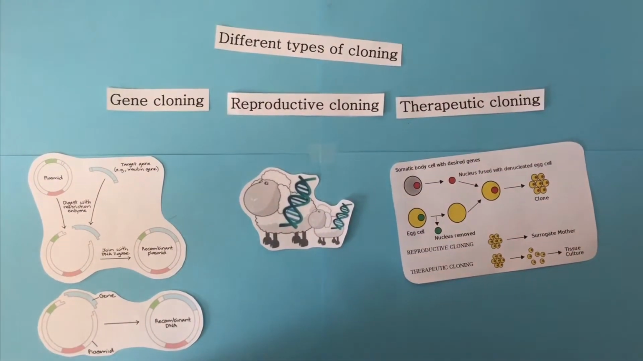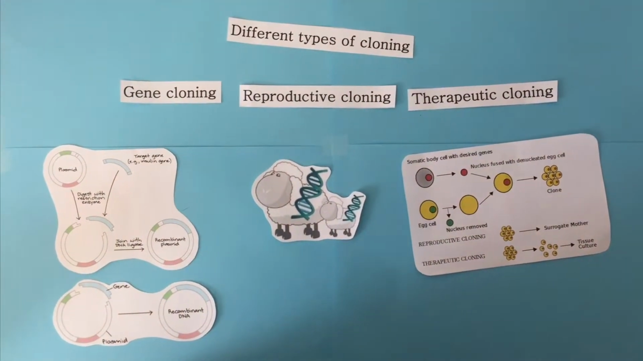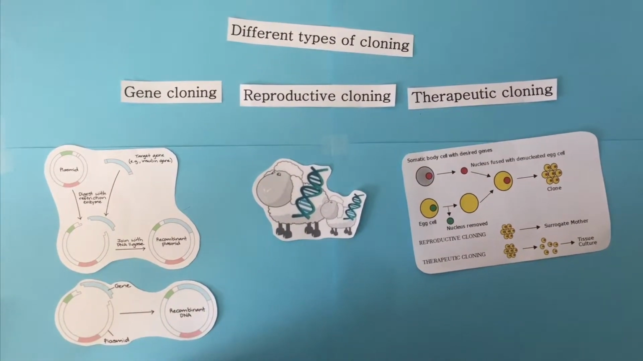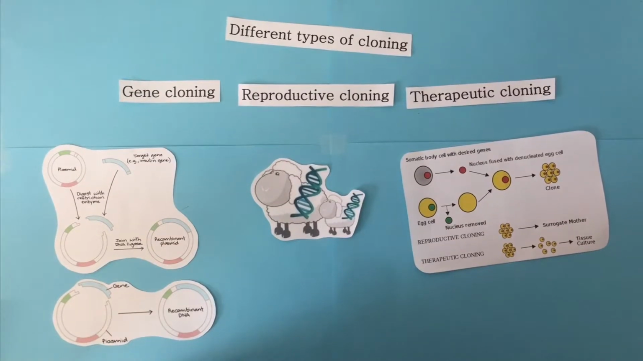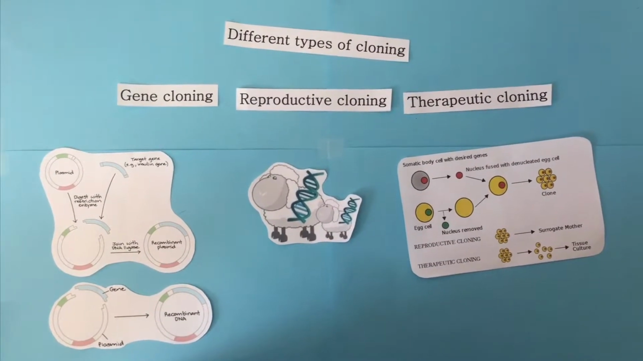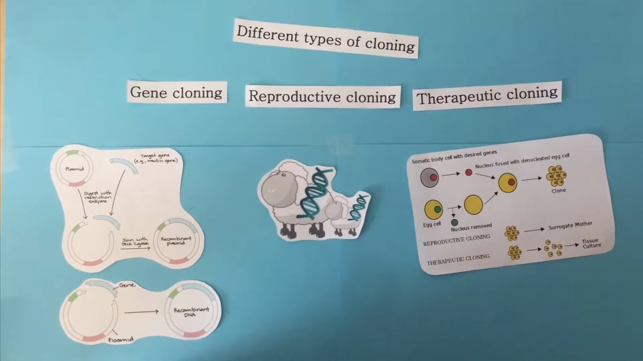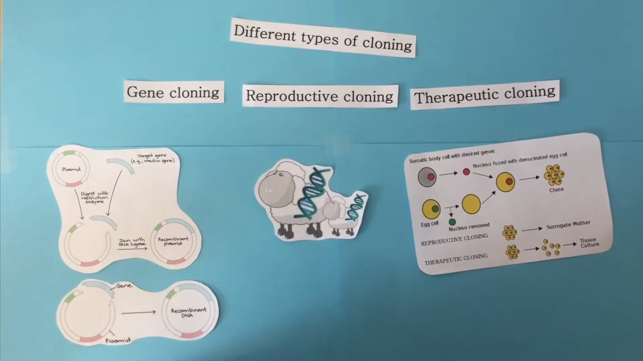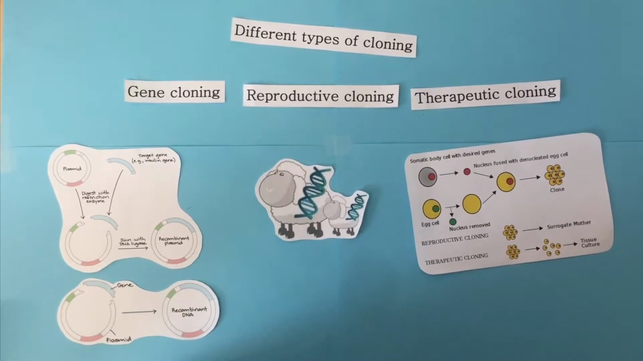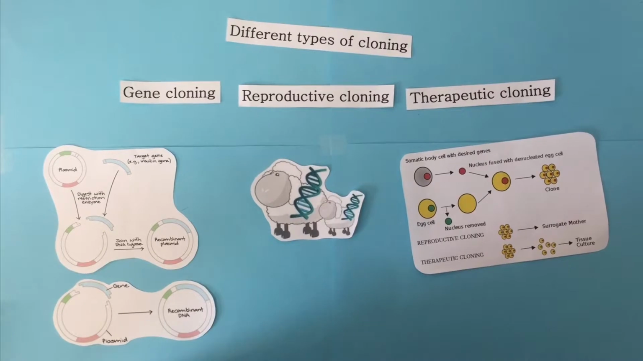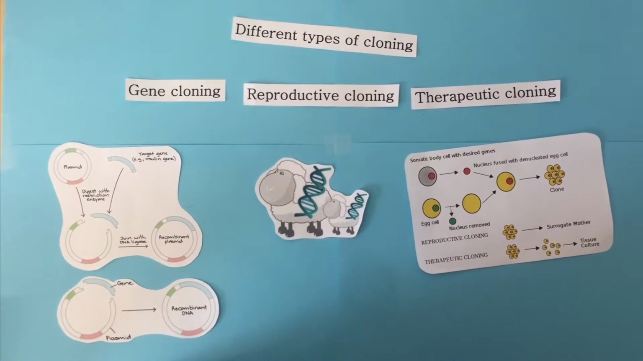Therapeutic cloning involves creating a cloned embryo for the sole purpose of producing embryonic stem cells with the same DNA as the donor cell. These stem cells can be used in experiments aimed at understanding disease and developing new treatments for disease. To date, there is no evidence that human embryos have been produced for therapeutic cloning.